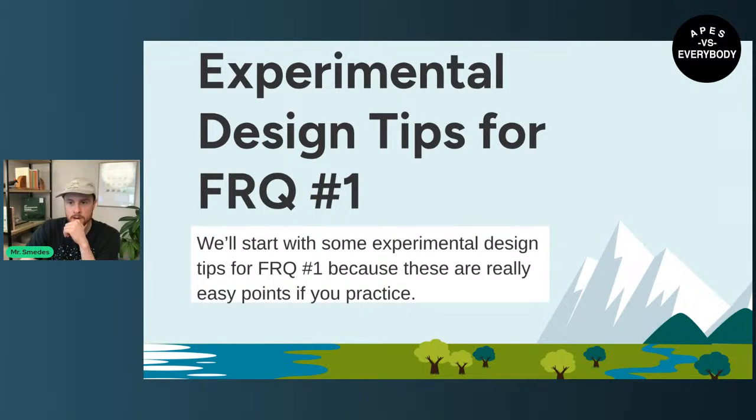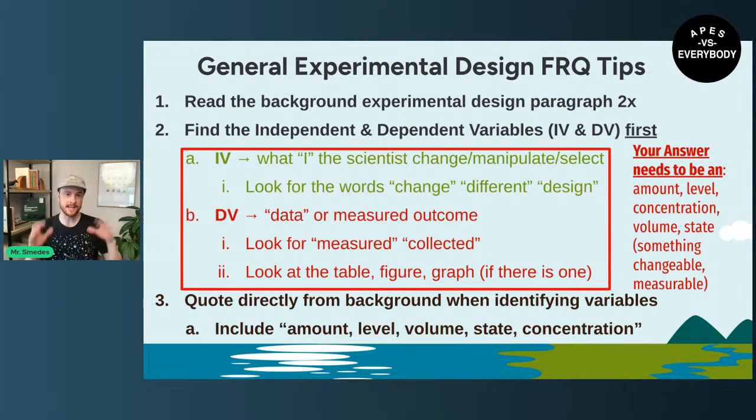All right, let's go on to some tips for experimental design. This is where students tend to struggle and where I really want to try to help you guys out. This slide has a lot of text on it, but if you're worried about experimental design, I would consider coming back to the slide and maybe even taking some notes on this. You really want to read that background experiment twice, the background paragraph about it. You want to read it twice. And you want to look for the IV and the DV while you're reading, independent variable and dependent variable. The way I teach my students, remember, is the IV is I, the scientist, manipulate and select and change this.